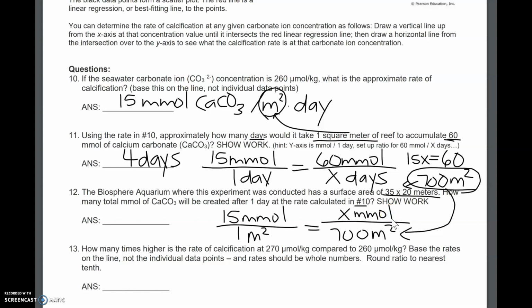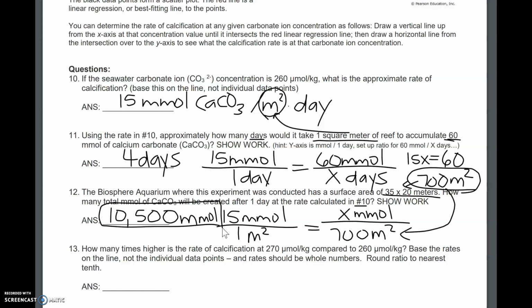So look what we can do. We can, again, set this up. 15 millimoles per square meter would be how many millimoles in 700 square meters? And if you cross multiply 700 times 15, you would get an answer of 10,500 millimoles. I'm sorry, millimoles, not square meters, millimoles. That's what we were looking for. So that is how many millimoles if it was 700 square meters.